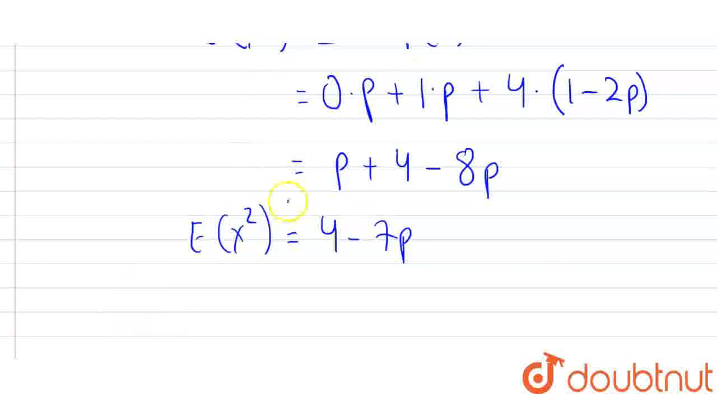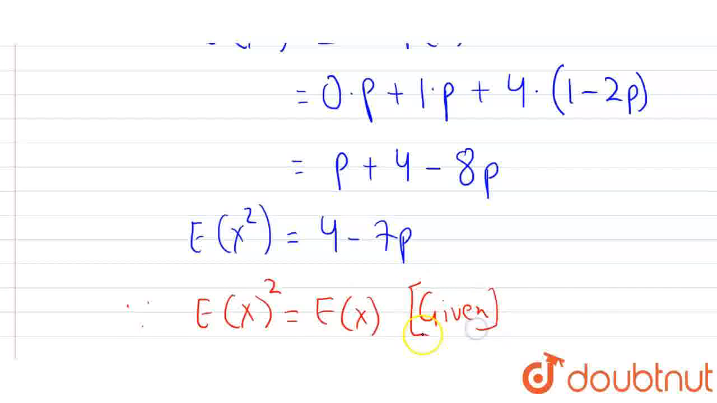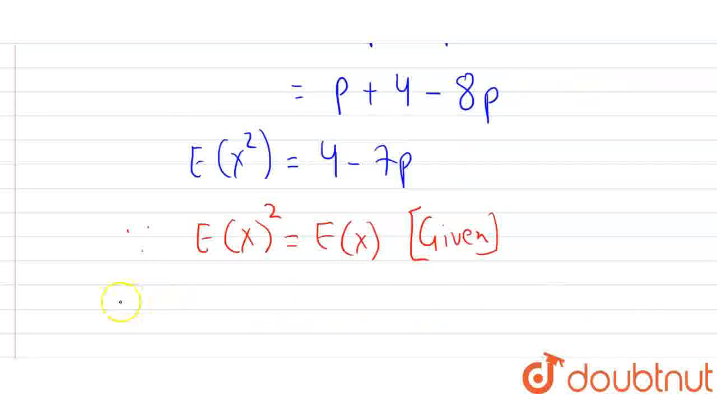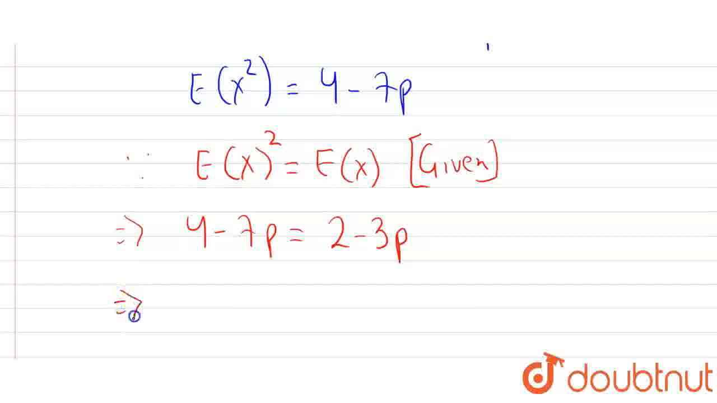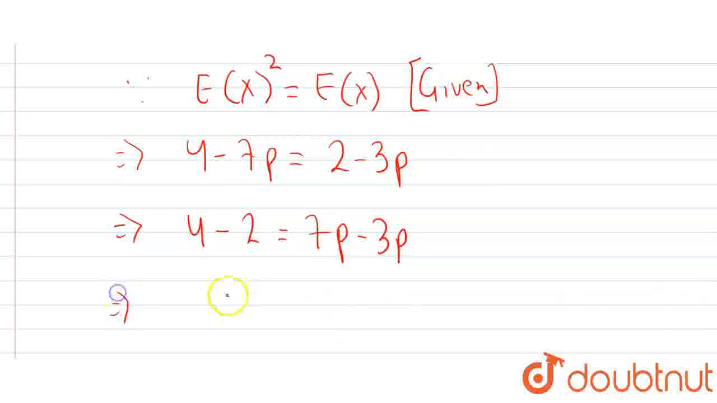Now since it is given that E of x square is equal to E of x, it is given in the question, right? Therefore we can equate both the values. Therefore we can say that 4 minus 7p is equal to 2 minus 3p. Now let's solve it. If 2 comes to the LHS, it will become 4 minus 2, equal to, if we move minus 7p to the RHS, it will become 7p minus 3p. So it will be 4 minus 2 is 2, equal to 7p minus 3p is 4p.